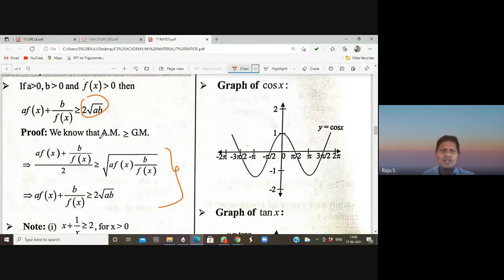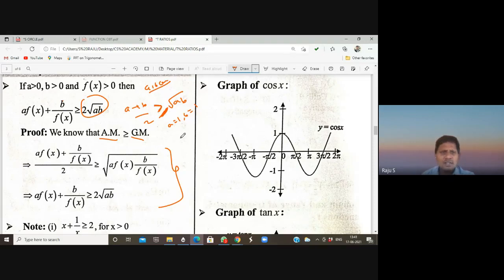The geometric mean, arithmetic mean. (a plus b) by 2 is always greater than or equal to root ab. If a and b are any two numbers, the arithmetic mean is always greater than or equal to root ab. For example, take a equal to 1, b equal to 1. We get 1 plus 1 by 2 is 1, and root over 1 into 1. Okay, it is the equal condition.